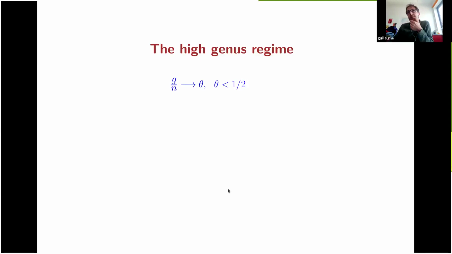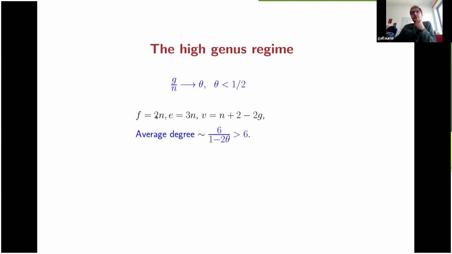And for some reason, which I will motivate in one minute, what I want to do is to take g proportional to n. So we want g over n to go to some constant theta, which will be positive, but less than the maximal value, because the maximal value will be essentially the same as the unfixed genus case. So I want it to be restricted in an open interval between 0 and 1/2. And this is what I call the high-genus regime.